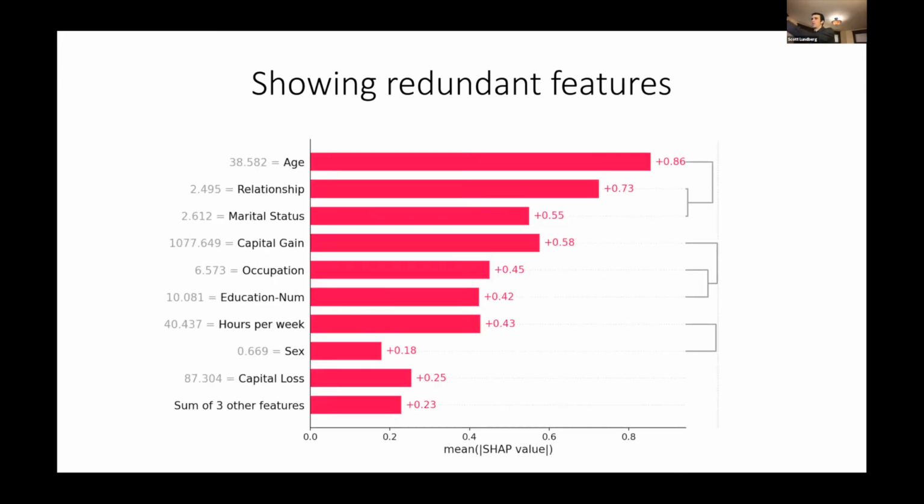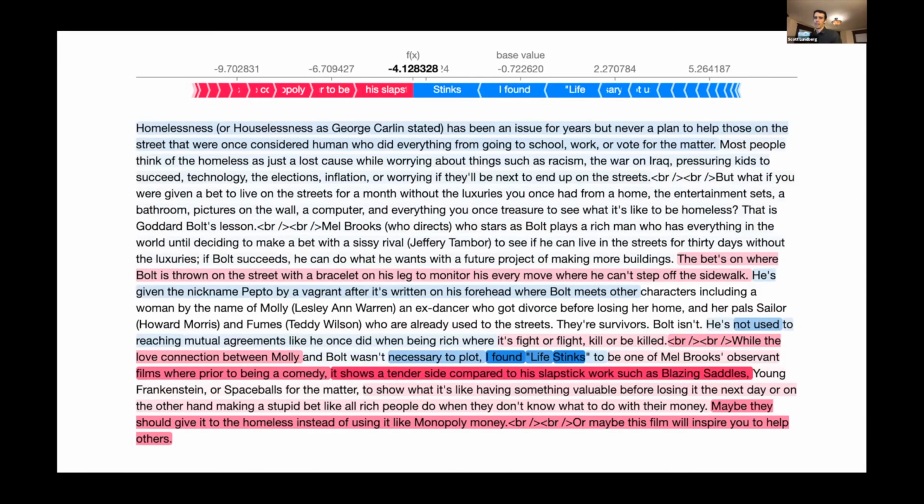We can also do this for global feature attribution. We can cut the tree to allow better visualizations. And we can do this on rich data like text, right?